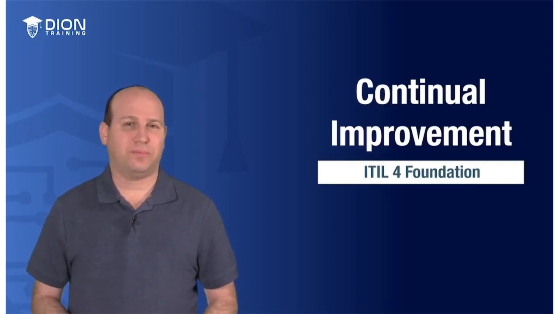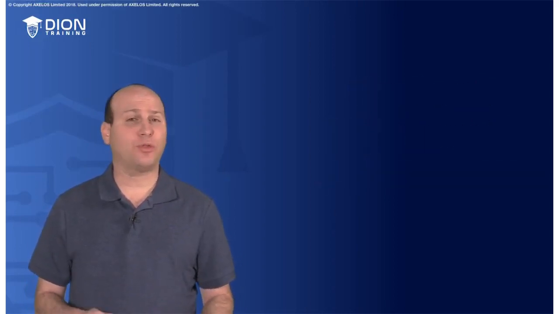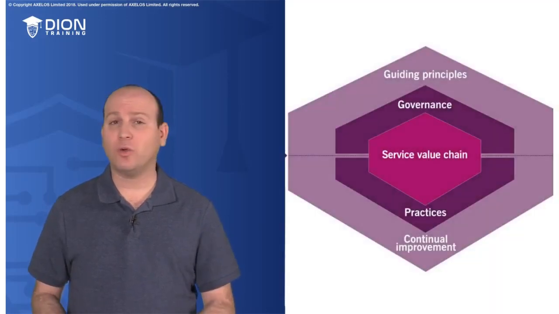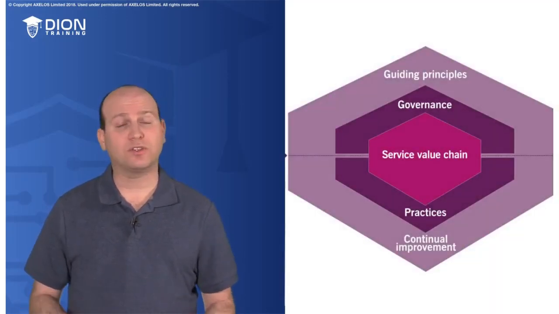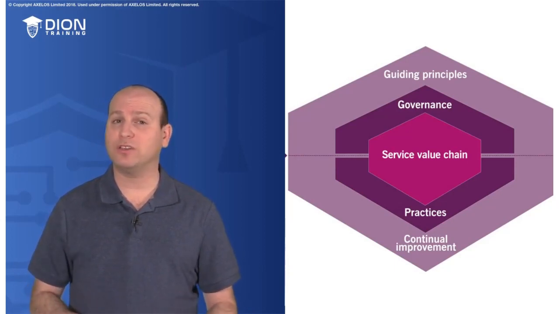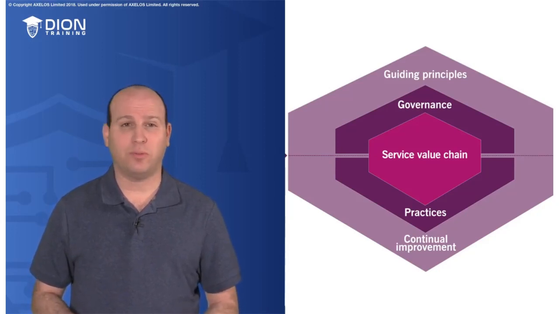Continual improvement. So we've spent a lot of time going through each of the pieces of the service value system. In the last section, we covered the middle block, which was the service value chain. Now we're going to move to the lowest block, which is continual improvement. You'll notice here that it is called out in this purple block.